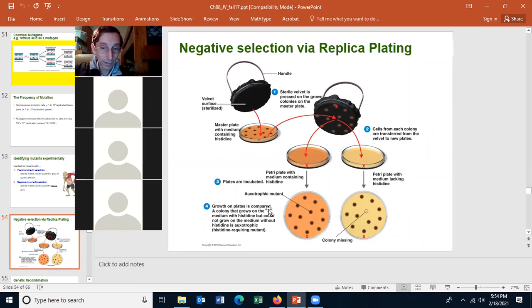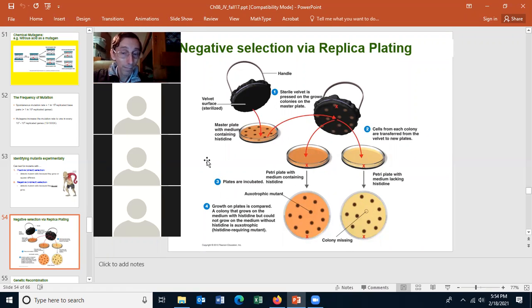And when I was in college, I actually did this, stamping plates, and we were looking for mutations. Any questions about that? What kind of description will you see? How can you spot a mutation in a plate like that?